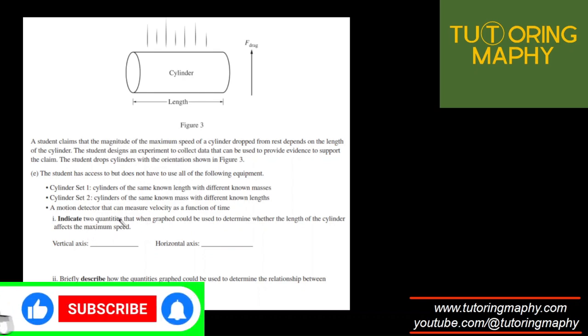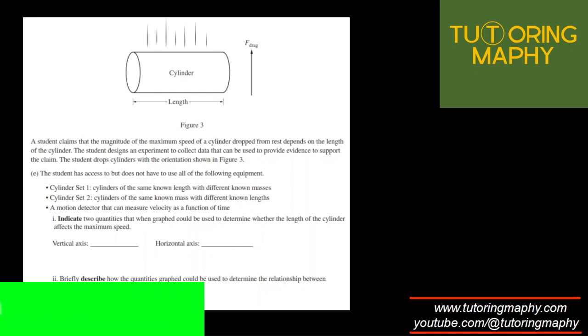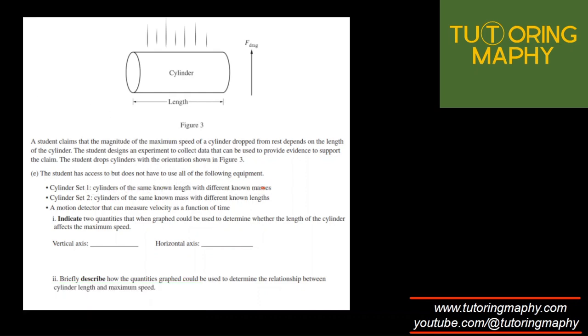Indicate the two quantities that when graphed could be used to determine whether the length of the cylinder affects the maximum speed. Obviously, it makes sense that we will not change the mass, right? Why will we change the mass? Because we are not even experimenting that. So all we have to do is see whether the independent variable, which is in our hands, which is length, because that's the independent variable. The independent variable should come on the horizontal axis, and the dependent variable will be the one which we are trying to find, which is the velocity, which is changing.